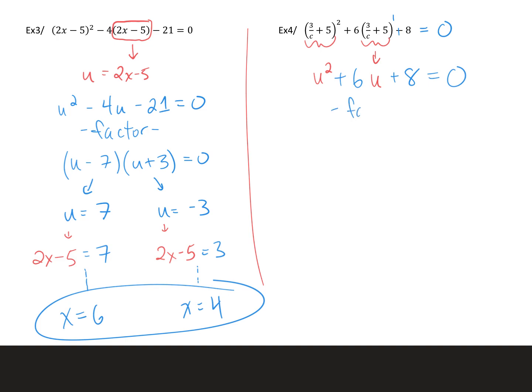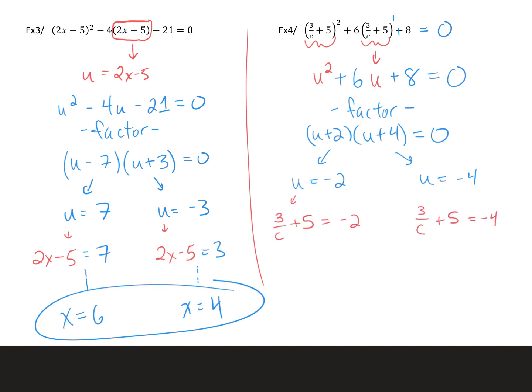So then we can factor this and get u plus 2 and u plus 4 equaling 0, which tells you u equals -2 and u equals -4. Make your back substitutions like so, and you can see that we now have two rational equations. And what I will do is I will solve one of these, and you can solve the other one very similarly.